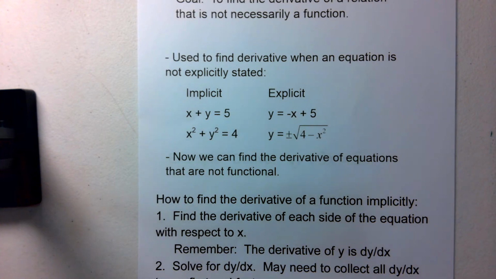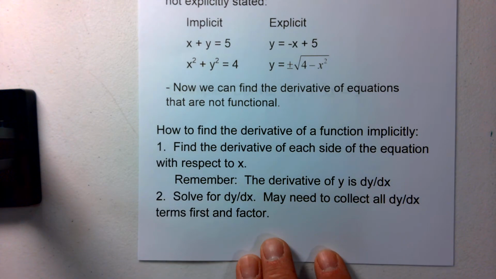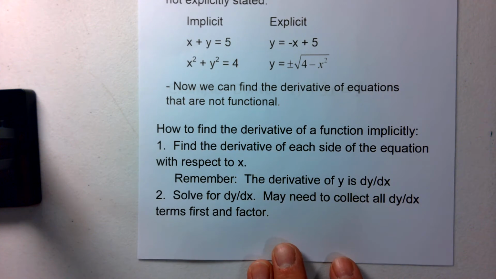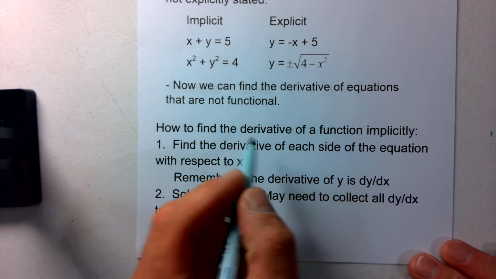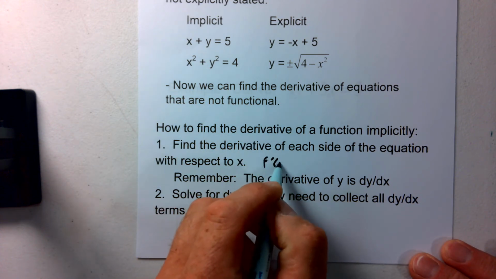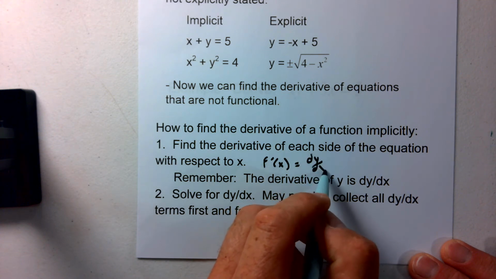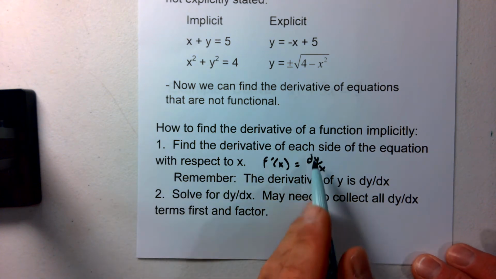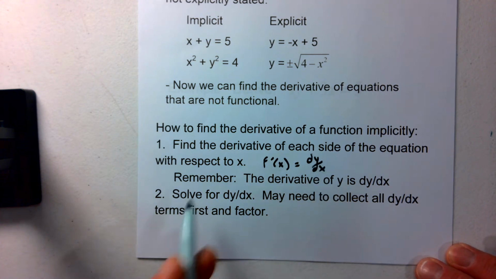So now, as I said before, we can find the derivative of things that are non-functional. How are we going to do that? We're going to find the derivative of each side of an equation with respect to x. Whenever we take the derivative of y, though, we're going to put dy dx with it. Most of our notation has been f prime of x, but we've talked about that also meaning dy dx, which is just another notation to represent the derivative of y with respect to x.